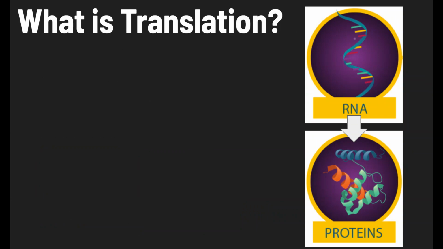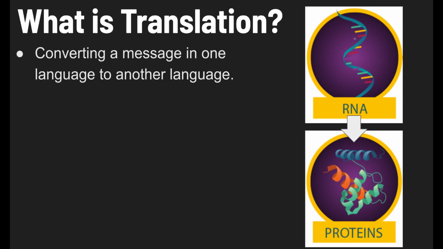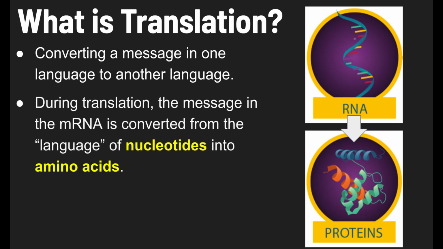Okay, so the ribosome is where translation will take place, but what exactly is translation? Well, when we ordinarily speak of translation, we mean something like this. Translation happens when you convert a message in one language to another language. Now, during translation, the message in the mRNA is going to get converted from the language of nucleotides into the language of amino acids.